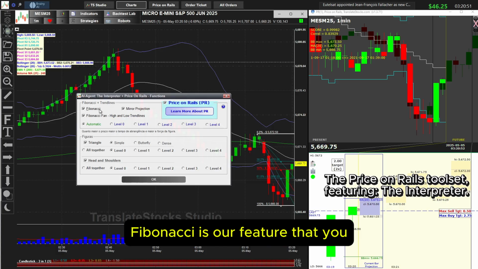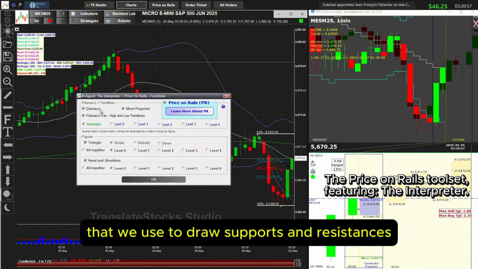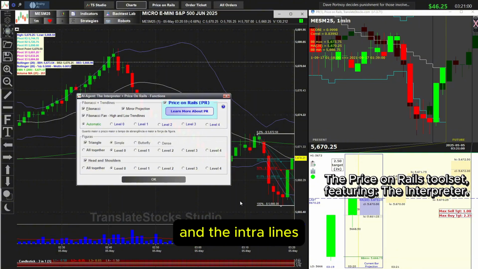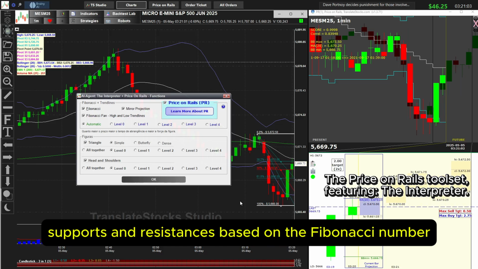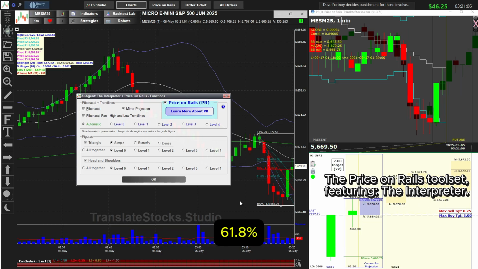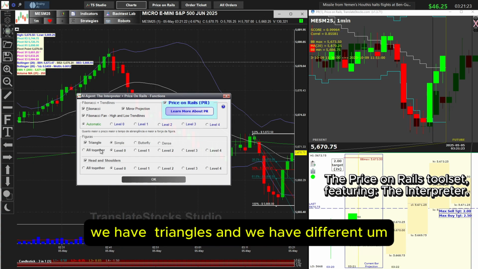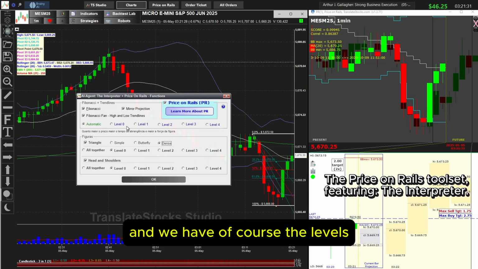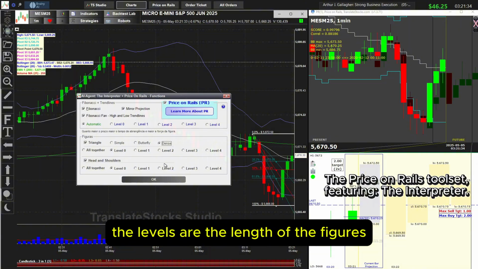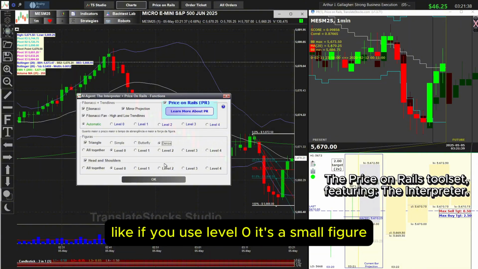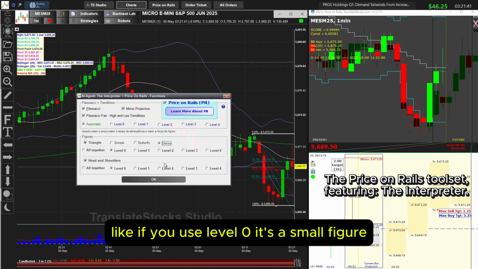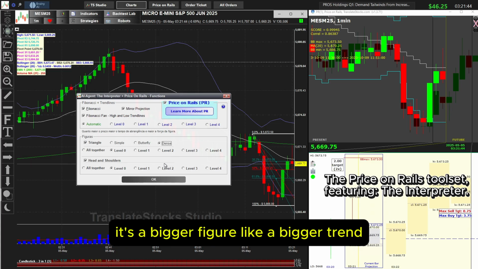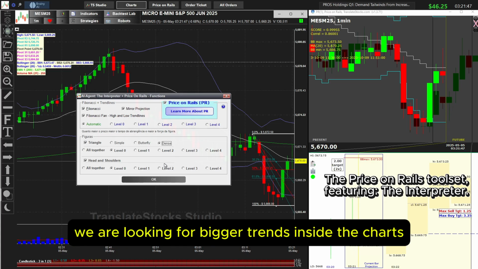Fibonacci is the feature that we use to draw supports and resistances, and the intra-line supports and resistances, based on the Fibonacci number 61.8%. For figures, we have triangles, different forms and shapes, and head and shoulders. And we have, of course, the levels. The levels are the length of the figures. If you use level 0, it's a small figure. If you use level 4, it's a bigger figure, like a bigger trend. We are looking for bigger trends inside the charts.